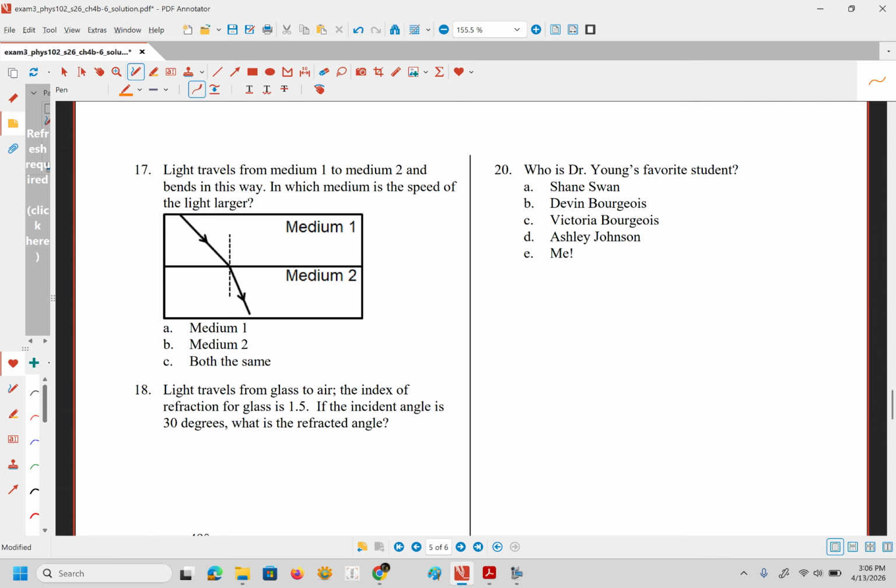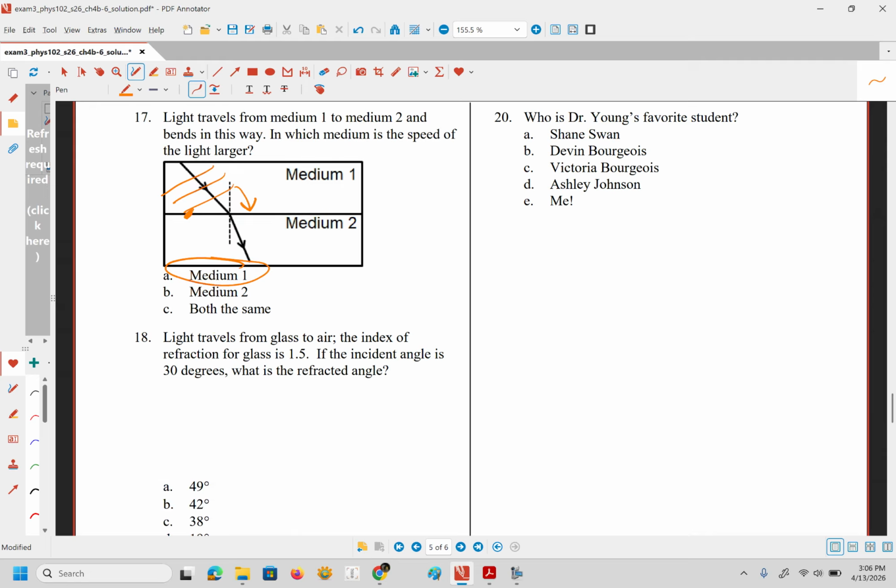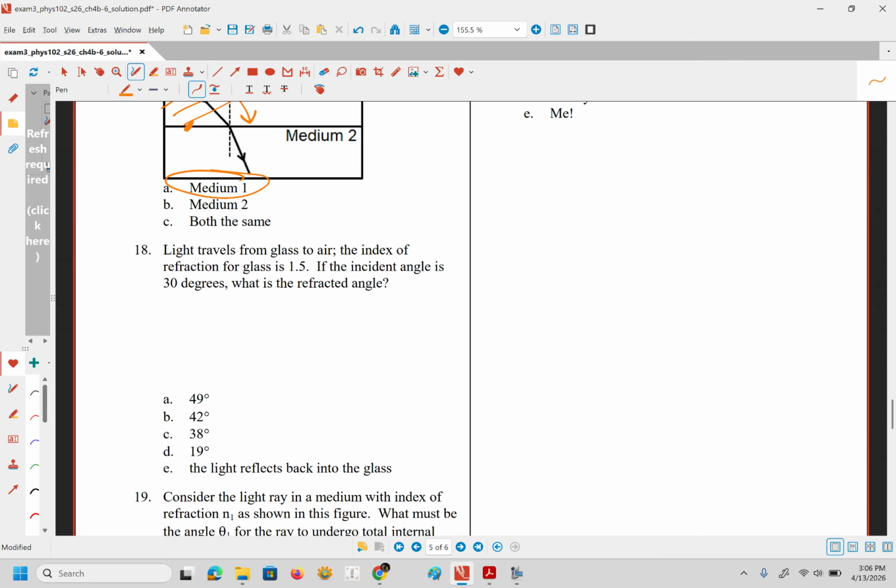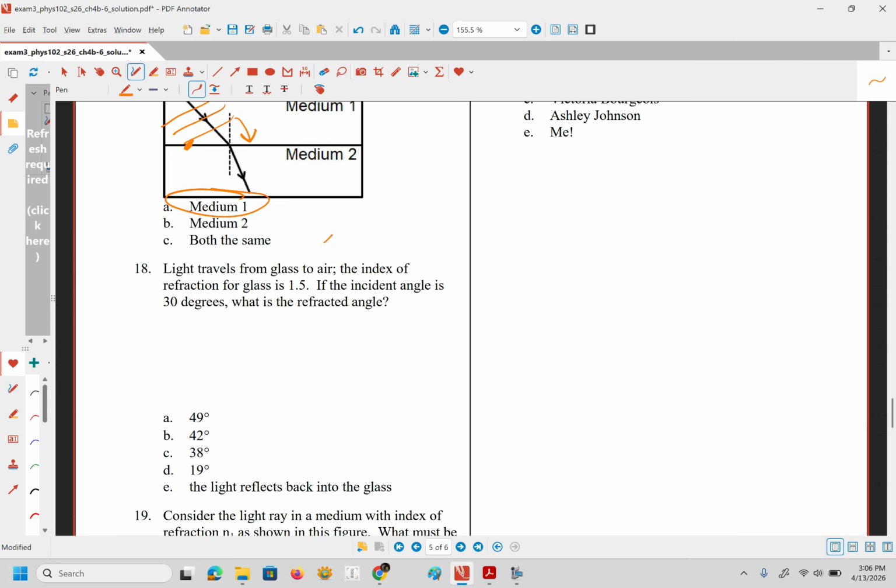All right, in which is the speed of light larger? Well, think about these waves as they come along here. They're going to slow down so they can speed around here. That means medium one has the higher speed. And then this is just like your free response. Light travels from glass to air. We're assuming that air has an index of 1. As I said, you need to know that. It's the same as a vacuum. Actually, the index of refraction of air is a little bit bigger than 1, but it's basically almost like 1.00 something. So it's going from glass to air.